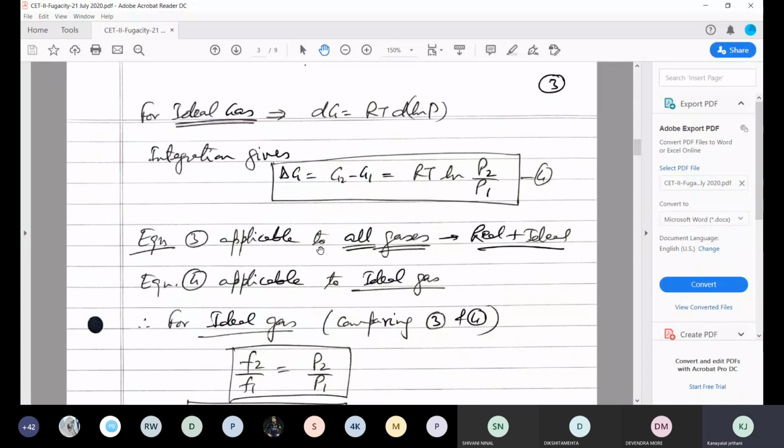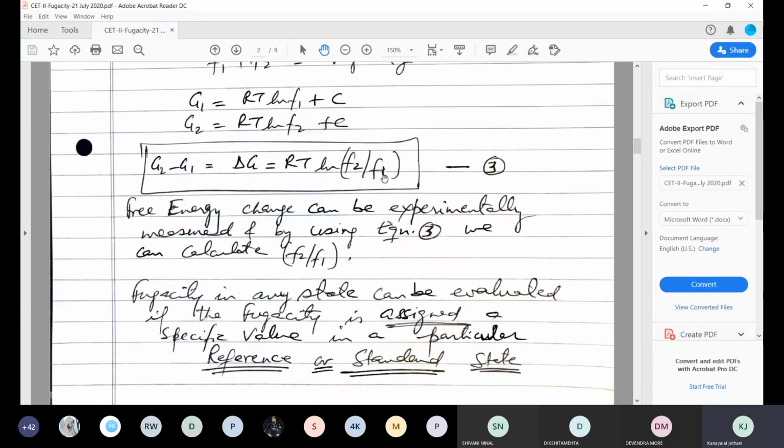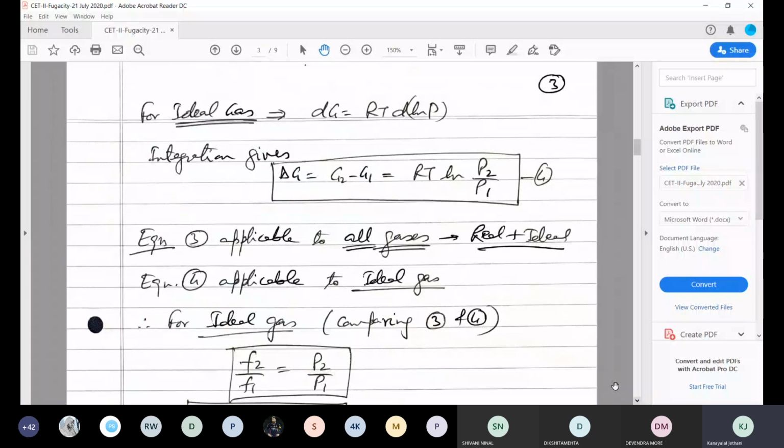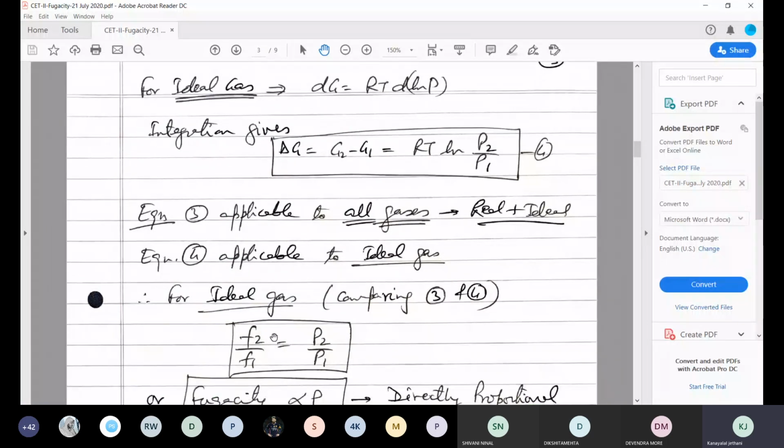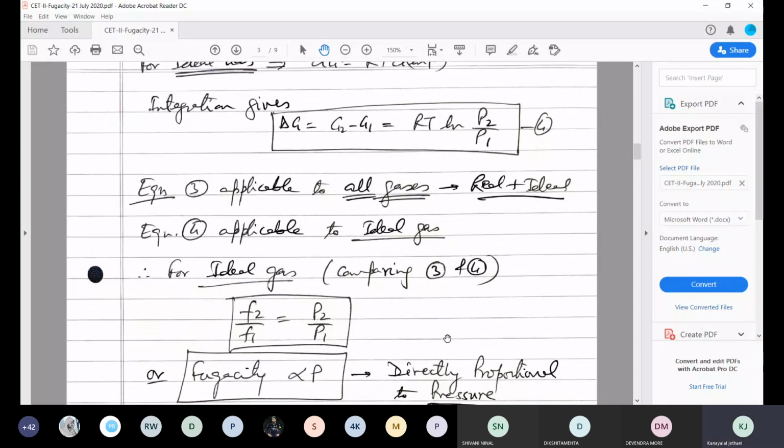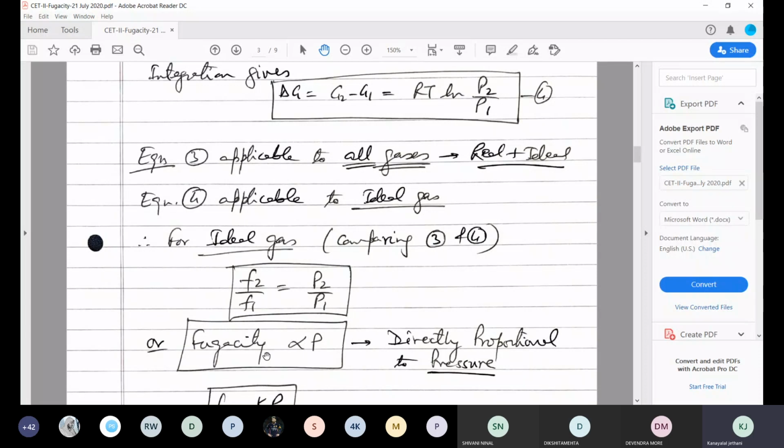Okay. So if you look at ideal gas, delta G is RT ln P2 by P1. So this equation is applicable for ideal gases. And this equation, equation 3, is applicable for real gases as well as ideal gases. Real gas is ideal gas at low pressure. Right? So when I say this equation is applicable for real gases, that means it can be applied for ideal gases also, because any real gas reduces to ideal gas at low pressure. Right? So if you compare equation 3 and 4, what you get is for ideal gases, F2 by F1 is equal to P2 by P1. Right? That means fugacity is directly proportional to pressure.